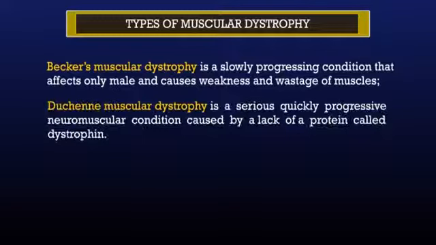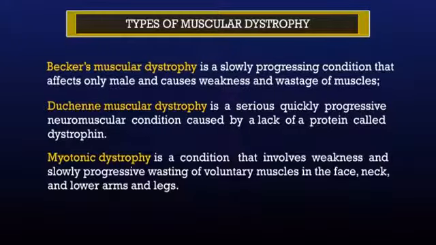And the next one is Duchenne muscular dystrophy. Duchenne muscular dystrophy is a serious, quickly progressive neuromuscular condition caused by a lack of a protein called dystrophin. And the next one is myotonic dystrophy. Myotonic dystrophy is a condition that involves weakness and slowly progressive wasting of voluntary muscles in the face, neck, and lower arms and legs.